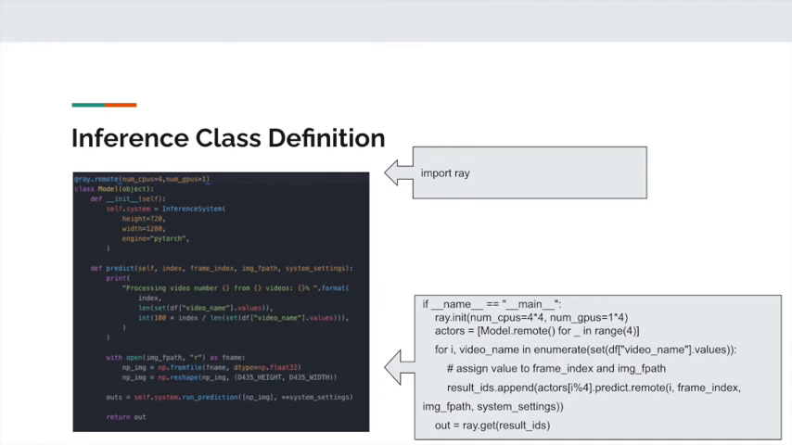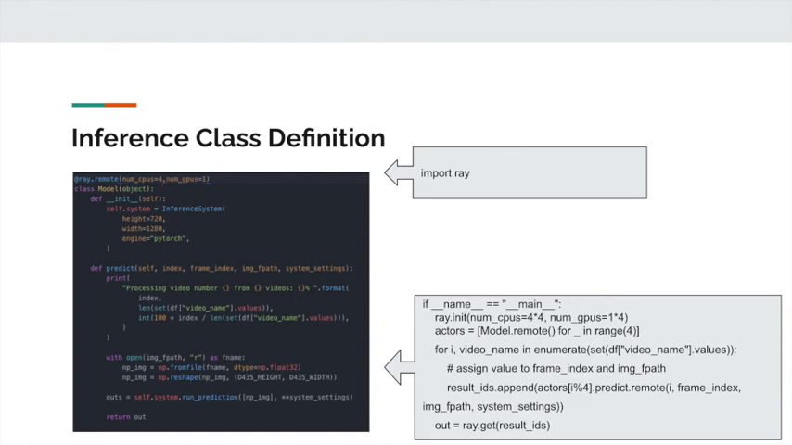How do I proceed? First, I need to import Ray here, and then I need to decorate the Model class with ray.remote. I have 32 cores and 4 GPUs on my machine. So for one actor, I assign 4 CPUs and 1 GPU. And the Model class content doesn't change at all.